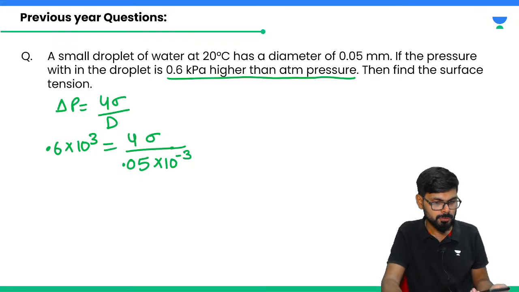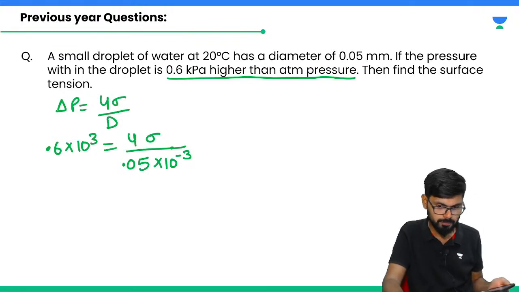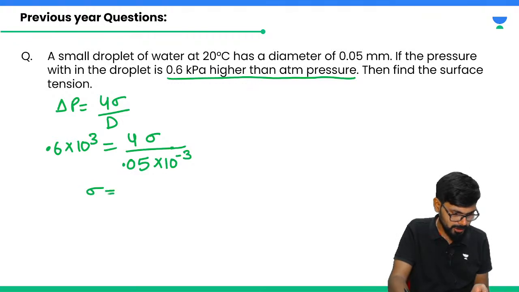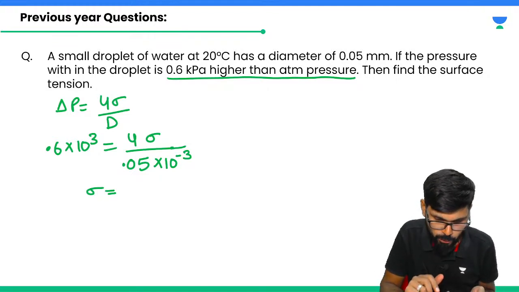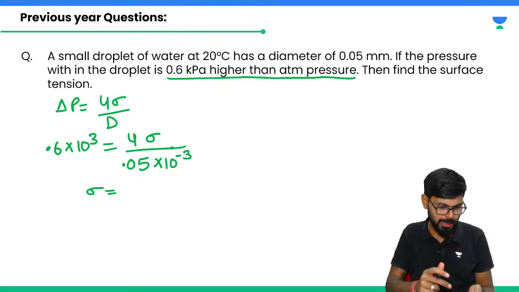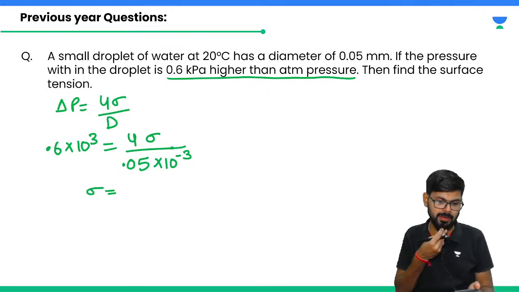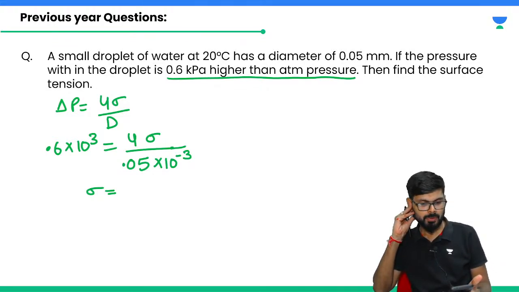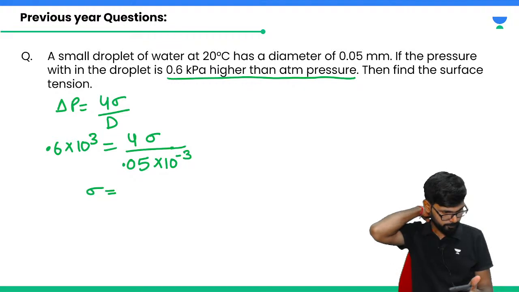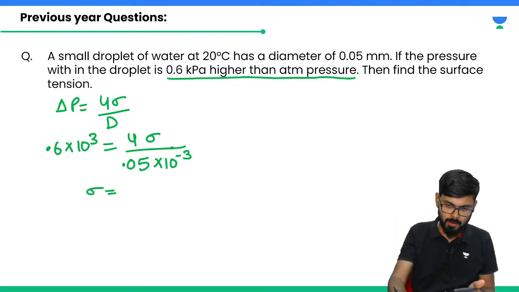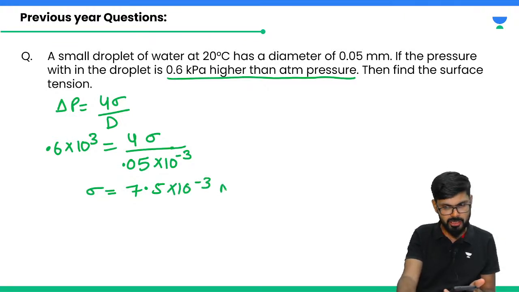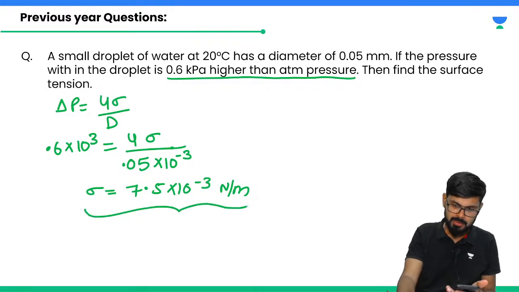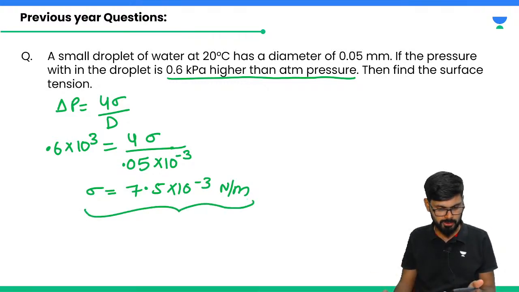Tell me what is the value? So the sigma value, I think you will get 7. Tell me how much you are getting for the sigma value. I think 7.5 into 10 to the power minus 3. Check, is it correct or wrong? This is the answer given. I think it's correct only.